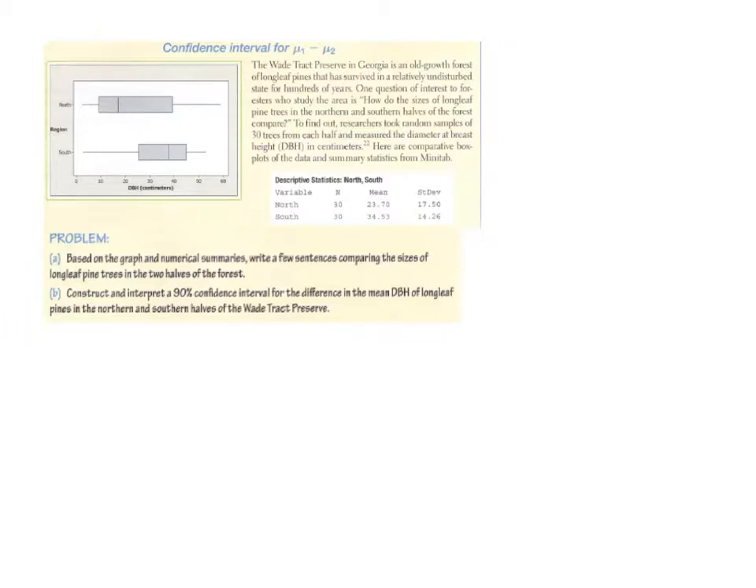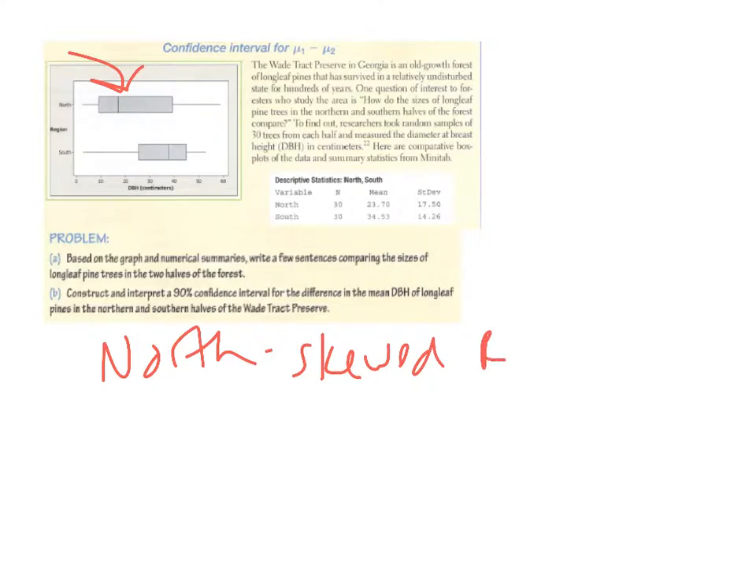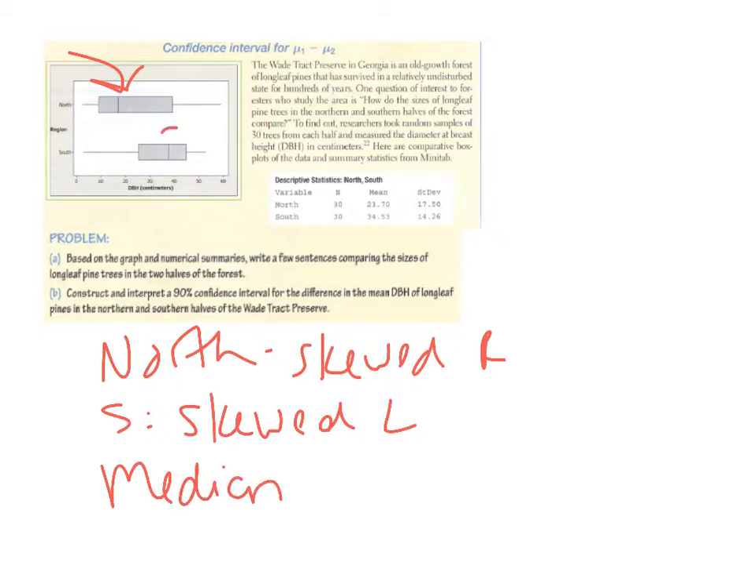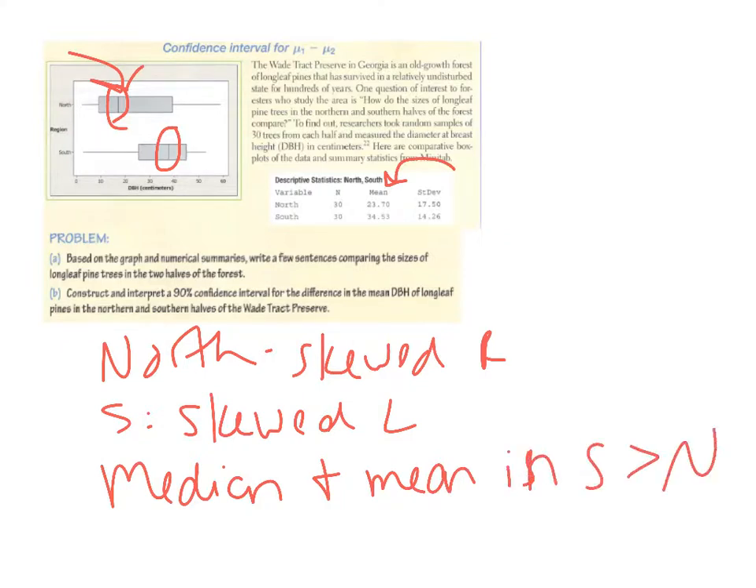Looking at the graph here, the top one is our northern end graph. On the northern end, the data looks kind of skewed to the right, whereas on the southern end, it looks skewed to the left. If we look at our mean and median, here's our median on our graph, and we're given the mean in the data. So the median and the mean in the south is greater than in the north.